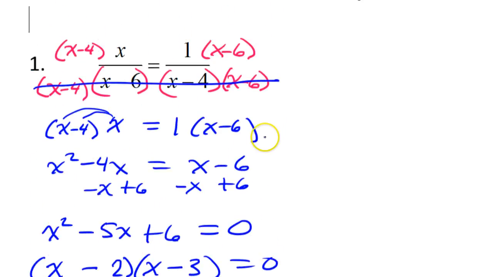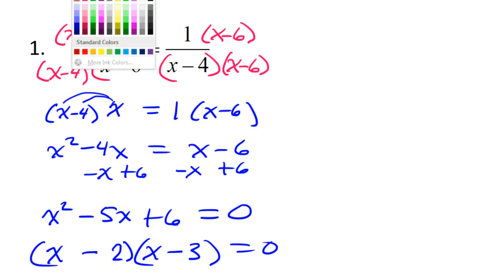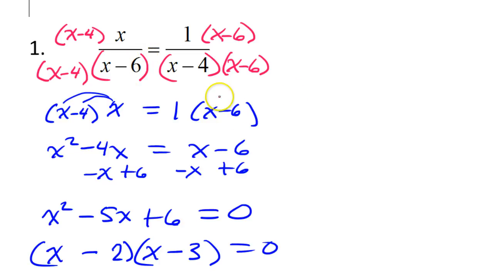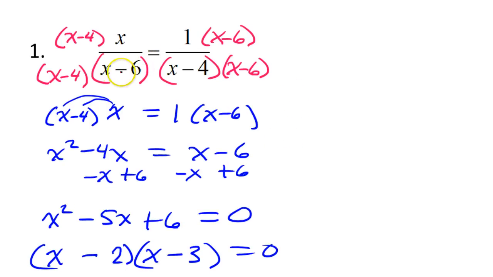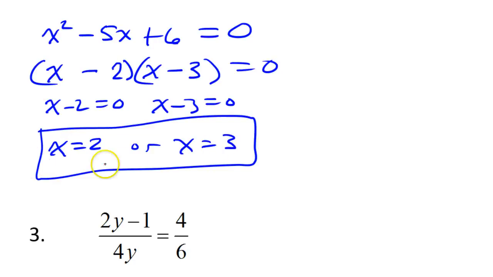Well, we have to be careful and just make sure that none of these values are extraneous or illegal in the sense that you can't divide by 0. So for example, looking right here, we know that x cannot equal 6, because if x were 6, 6 minus 6 is 0. And looking at this denominator, we know that x cannot equal 4. So those are the excluded values. So let's just make sure. Now, neither of these are excluded, so we're good.